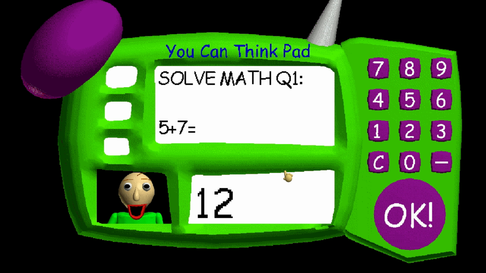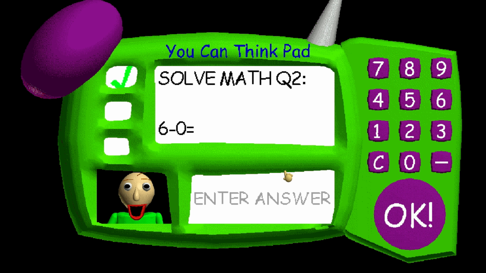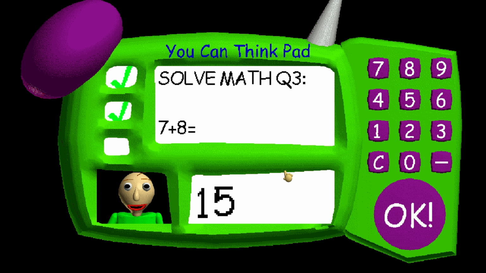Problem 1. 5 plus 7 equals... you got it. Problem 2. 6 minus 0 equals... you got it. Problem 3. 7 plus 8 equals... Good one.